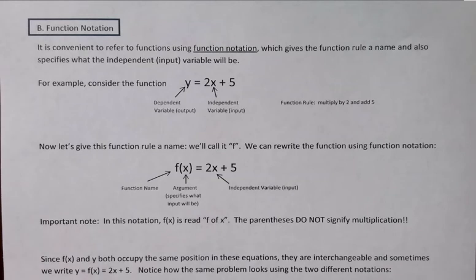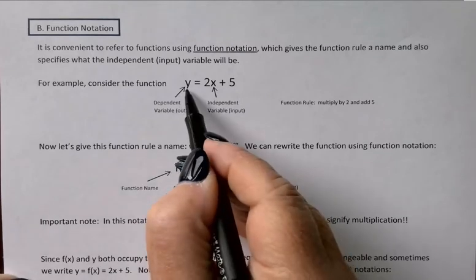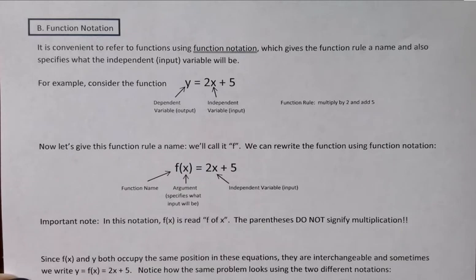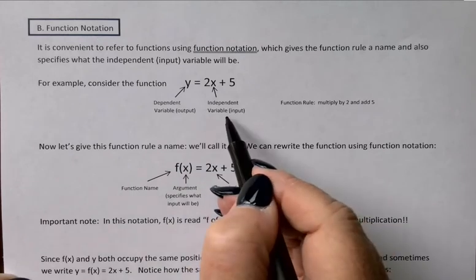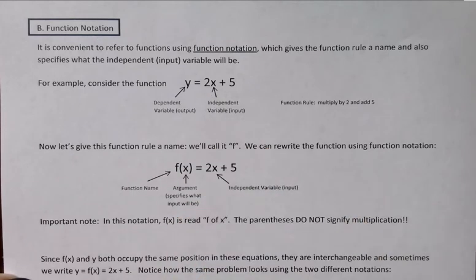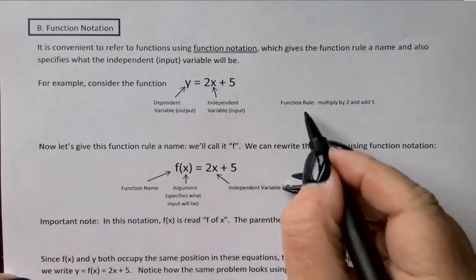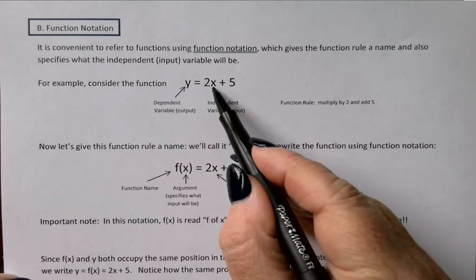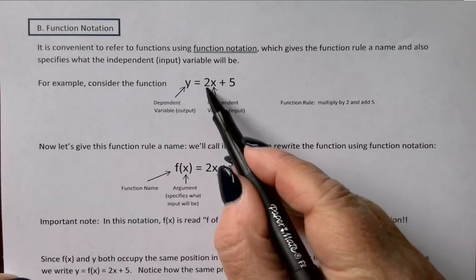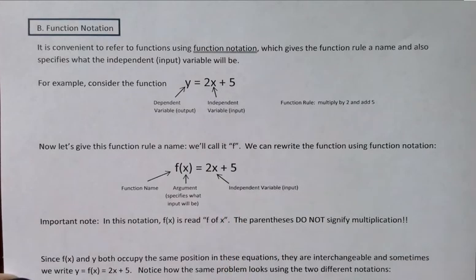This is section 1.1, part B. Now that we've talked about what it means for a relation to be a function, we're going to talk a bit about the notation that we apply mathematically. If I have a relation like y equals 2x plus 5, we'll consider x to be our independent variable and y to be our dependent variable. And the function rule says take the input, or x, multiply by 2, and then add 5.